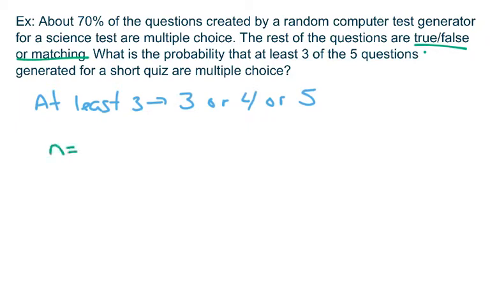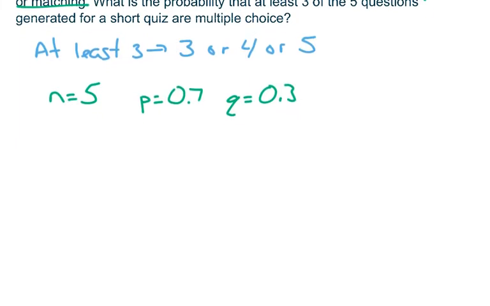Let's identify our n value. How many questions are we having on this quiz? We have 5, so our n value is 5. The probability that we get a multiple choice question, it says right there at the beginning, 70%. So 70% as a decimal is 0.7, which means the probability that we don't get a multiple choice is going to be 0.3. 70 plus 30 is 100%. And then we need to go from there. We'll need to write out our 3 possible outcomes. We need to find the probability that we get 3 multiple choice, the probability that we get 4 multiple choice, and the probability that we get 5 multiple choice, and then we're going to add these together.